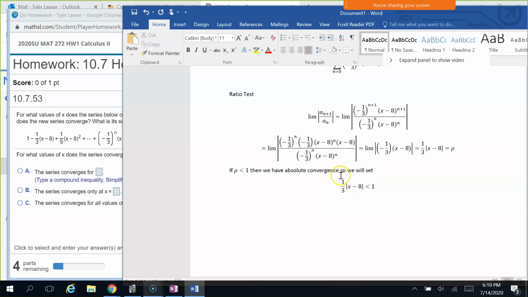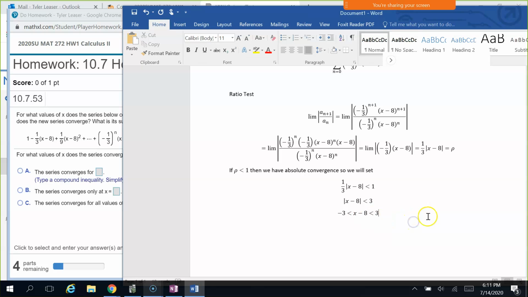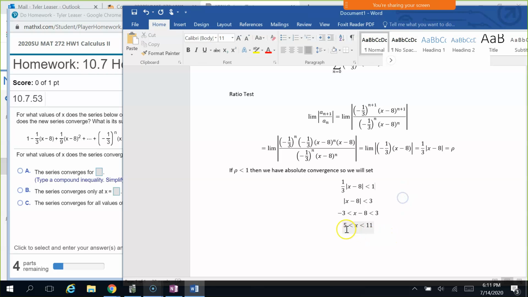All right, at this point you're using some algebra techniques, and I'm sure it's been a little while since you guys have messed around with absolute values and inequalities. We're going to multiply that 3 over. Don't have to worry about flipping the sign when multiplying by a positive number. Then, anytime you have an absolute value is less than something, you're going to squeeze it between the positive and the negative of that something. So absolute value x minus 8 is less than 3. We're going to rewrite as negative 3 less than x minus 8 less than 3. And then we'll just add 8 everywhere. And we get this: 5 is less than x is less than 11.